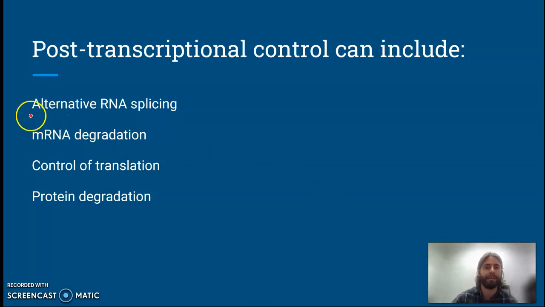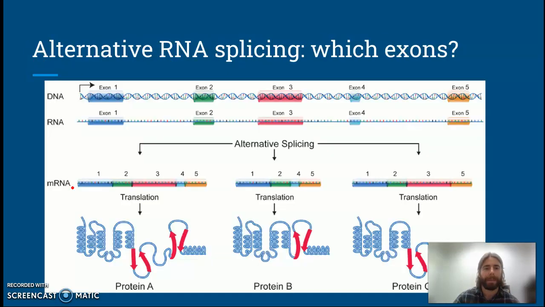Well, we have here a few different mechanisms for controlling gene expression after transcription has taken place. So we call this post-transcriptional control. And it can include four different things that we're going to look at here: alternative RNA splicing, mRNA degradation, control of translation, and protein degradation.